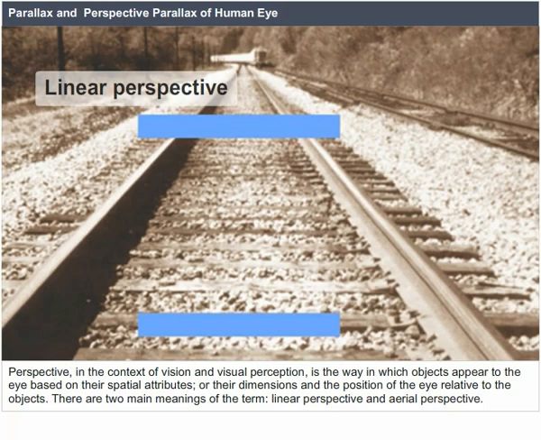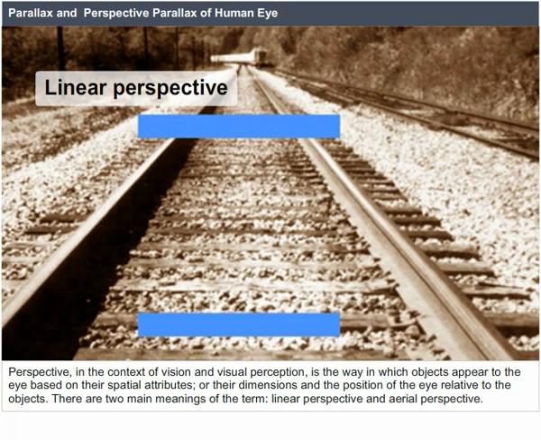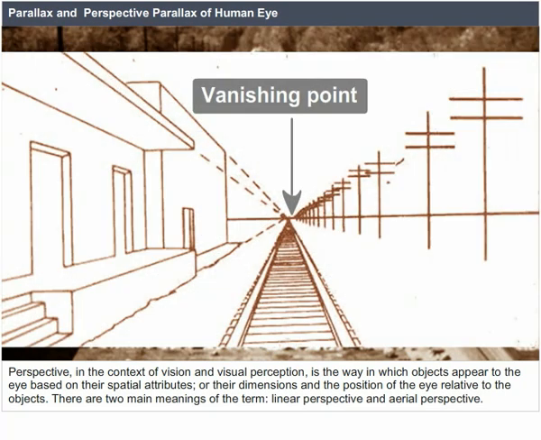Perspective of the human eye. Perspective, in the context of vision and visual perception, is a way in which objects appear to the eye based on their spatial attributes, or the dimensions and the position of the eye relative to the objects. There are two main meanings of the term: linear perspective and aerial perspective.